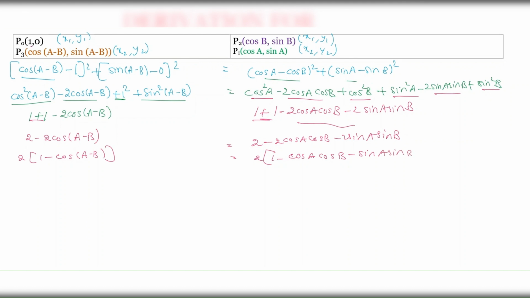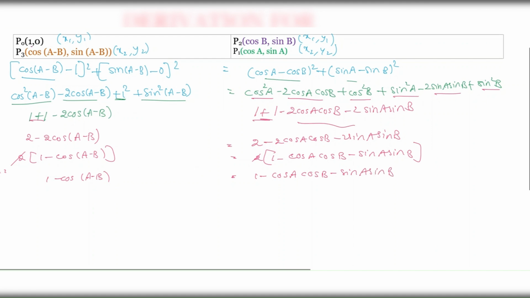Now divide the entire equation with 2. When we divide it with 2, both the 2's will get cancelled out. That leaves 1 minus cos of a minus b is equal to 1 minus cos a cos b minus sin a sin b. We'll try to subtract 1 from both sides. So when we do minus 1 on both sides, the ones will get cancelled out.